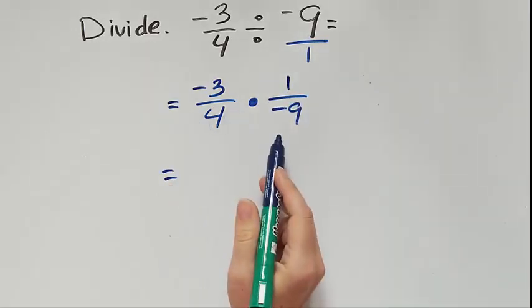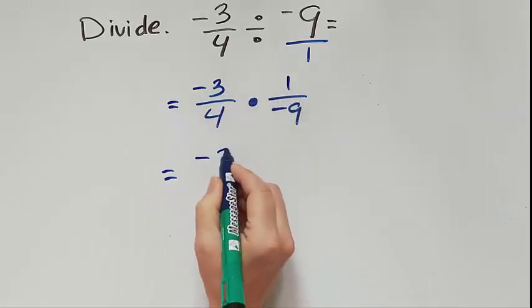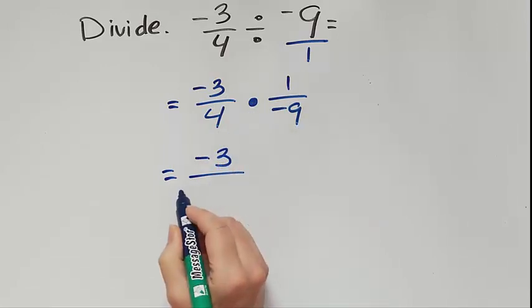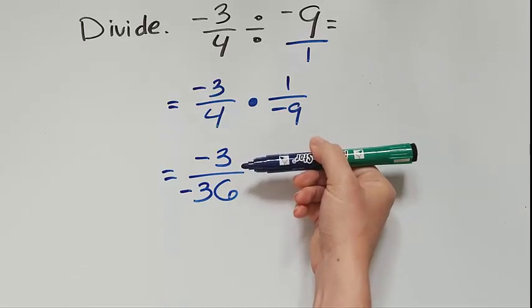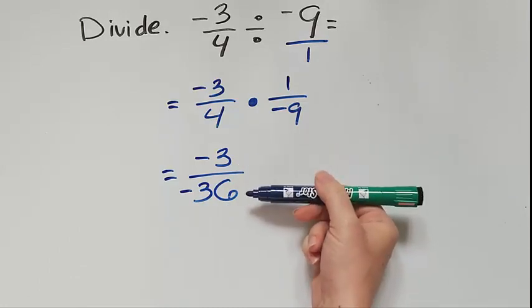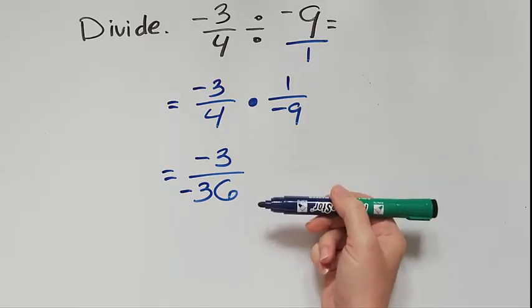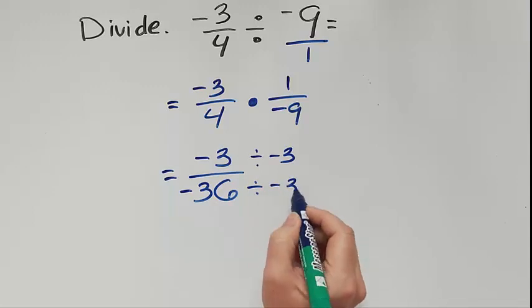Now that I have fractions, we're just going to multiply straight across. Negative 3 times 1 is a negative 3. 4 times negative 9 is negative 36. So now I'm going to try and simplify the fraction. Do negative 3 and negative 36 have any numbers in common? They do. They're both actually divisible by negative 3. So I'm going to divide both sides by a negative 3.